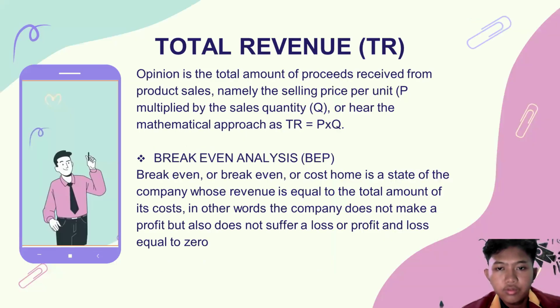Total revenue or TR. This is the total amount of money obtained from product sales, namely the selling price per unit, or P, multiplied by the sales quantity, or Q, with the mathematical equation TR = P × Q.